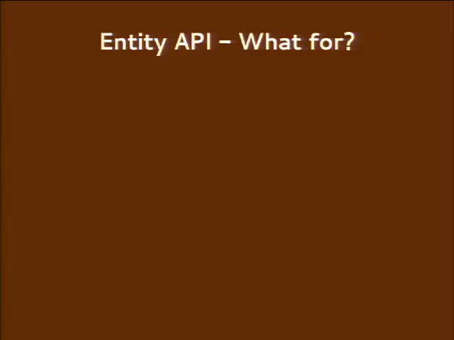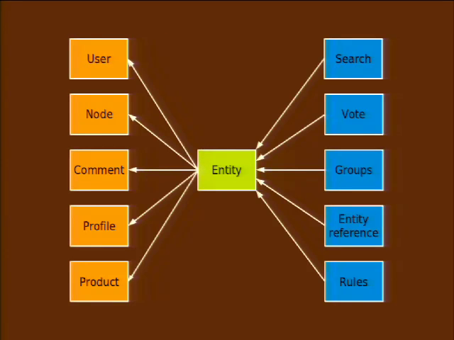So you might wonder what you can use the entity API for now. It's basically a unified way to access the data of Drupal. All the data that Drupal has is exposed as an entity, and that way modules can make use of it easily. The following diagram shows how the relationship is.